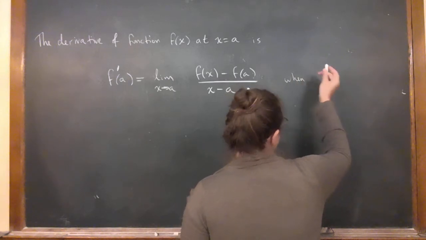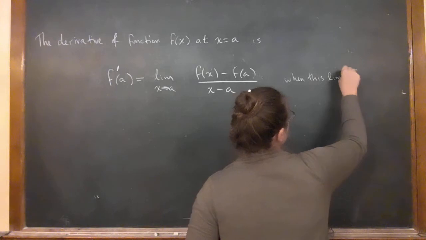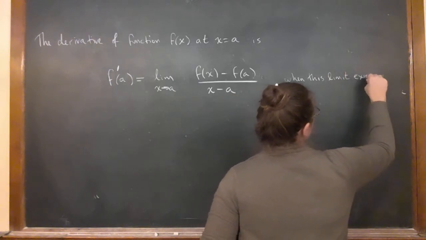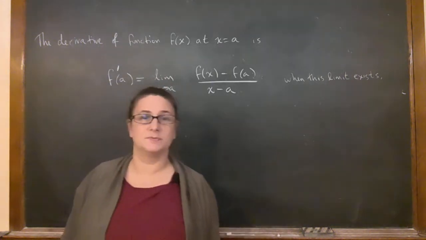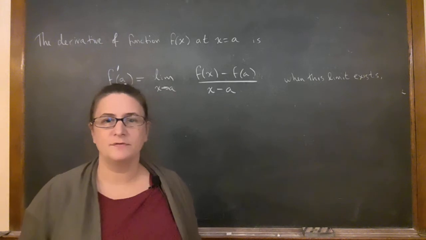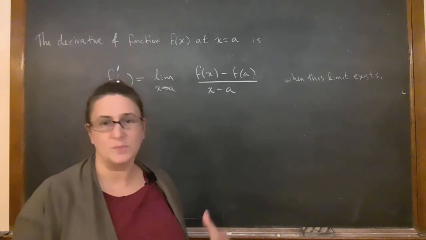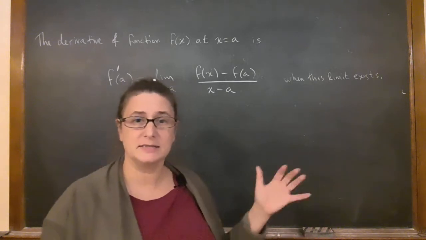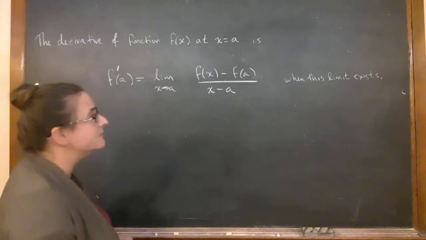Because we know that limits don't always exist. And in fact, we'll have plenty of examples maybe next week where that limit doesn't exist. So then you say the function has no derivative there, or the function is not differentiable there. So we'll see that a lot. But when the limit exists, then we say that this is the value of the derivative.